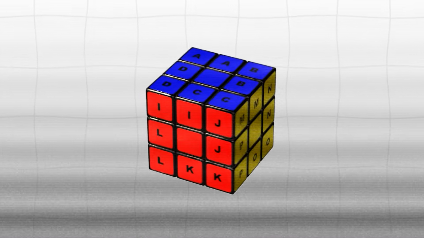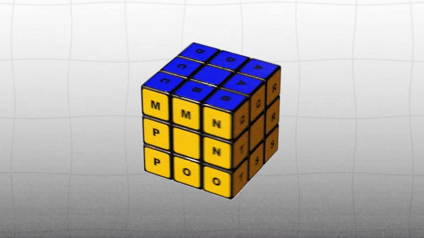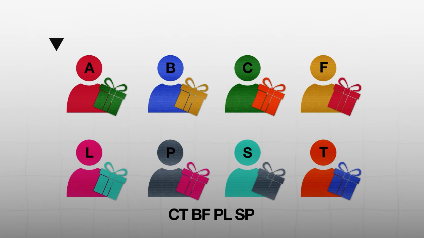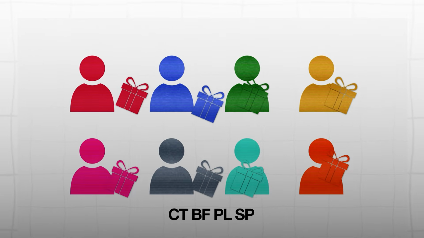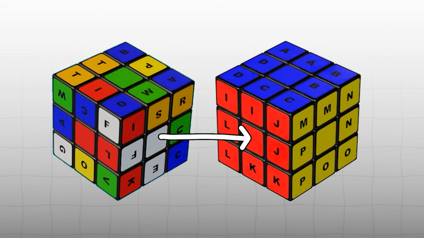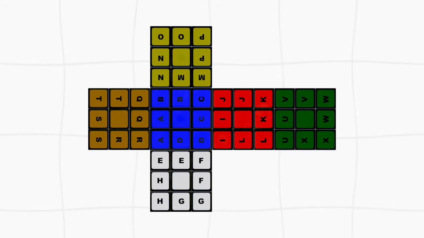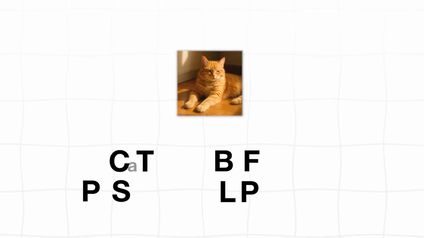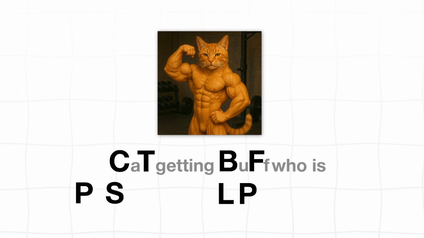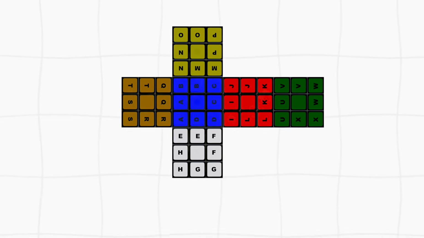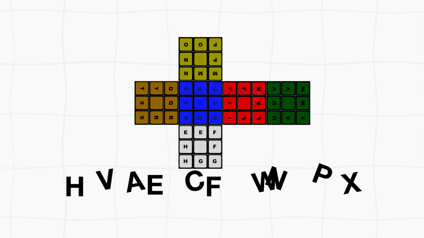Well, firstly, we have a letter assigned to every spot and sticker of each piece on the cube, much like how we gave a name to every person and a gift that needs to be given to another person. And you can memorize which piece goes where by using these letters. But while this is done, what people often do is pair up the letters to make sounds, images, or stories out of them. So perhaps for the corners, you could think of a cat getting buff, who is posing in front of his laptop.